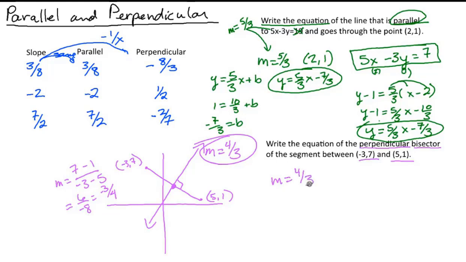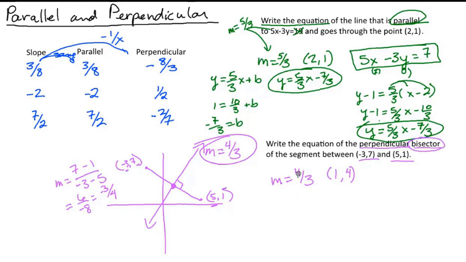Slope is 4/3. Now we need to know what this point is because this doesn't go through that point or that point, so we can't use those. We need to use the one right in the middle. So how do we find the middle? Well, -3 plus 5 is 2, divided by 2 is 1. We're just averaging. The second one, 7 plus 1 divided by 2 is 4. There we go. So that is the midpoint. All we did was average the -3 and the 5, and then we averaged the 7 and the 1. That's finding the midpoint of that.